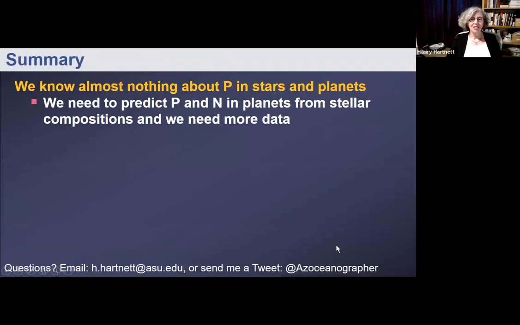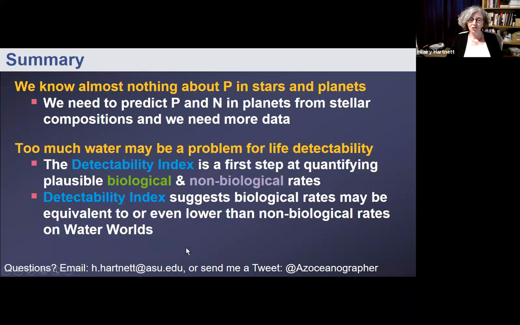So to sum up, we know almost nothing about phosphorus in stars and planets, and we're going to need to predict phosphorus and nitrogen in planets from their stellar compositions. We're going to need more data for stellar compositions. I also told you that too much water may be a problem for life detectability. Our detectability index is a first step at quantifying plausible biological and non-biological rates. And we use this detectability index, which suggests that biological rates may be equivalent to or even lower than non-biological rates on water worlds, planets with substantially more water than the Earth.